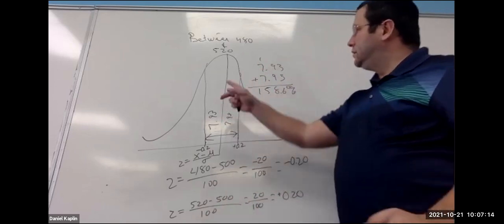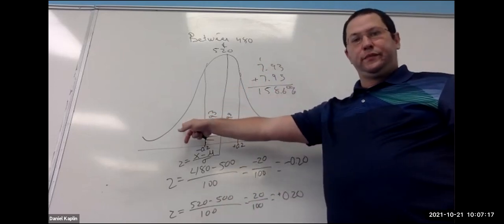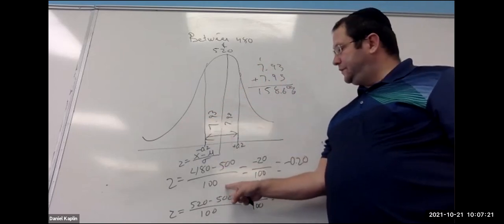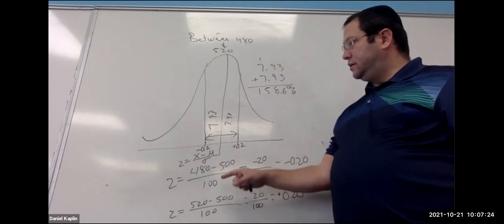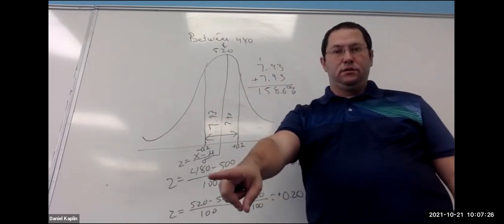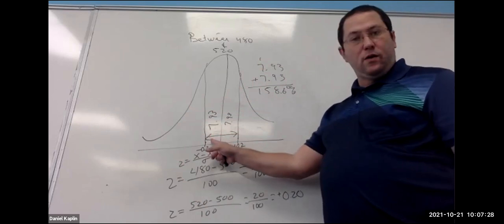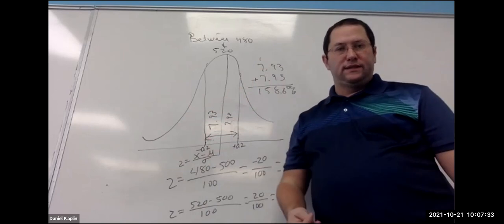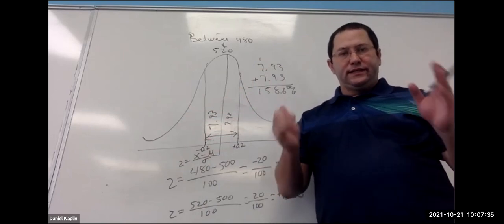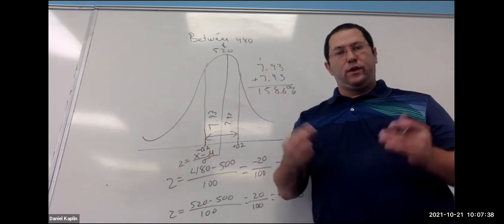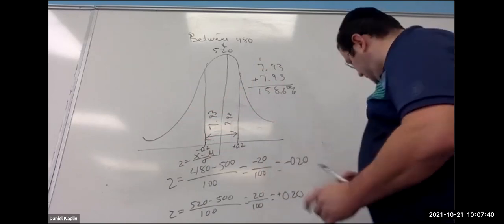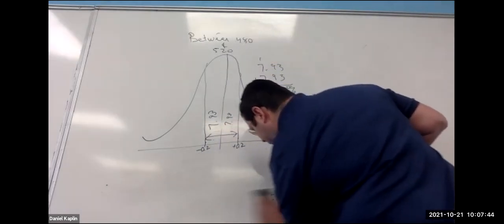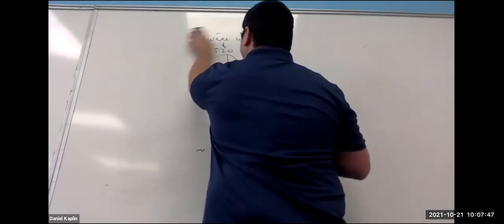Step one, draw the bell curve. Step two, calculate your z-scores. Step three, go to the back of the book. Step four, plot it on the bell curve. Step five, add or subtract accordingly. So this first one is an example where we would add. So let me erase this, start over, right? And we're going to do another one.